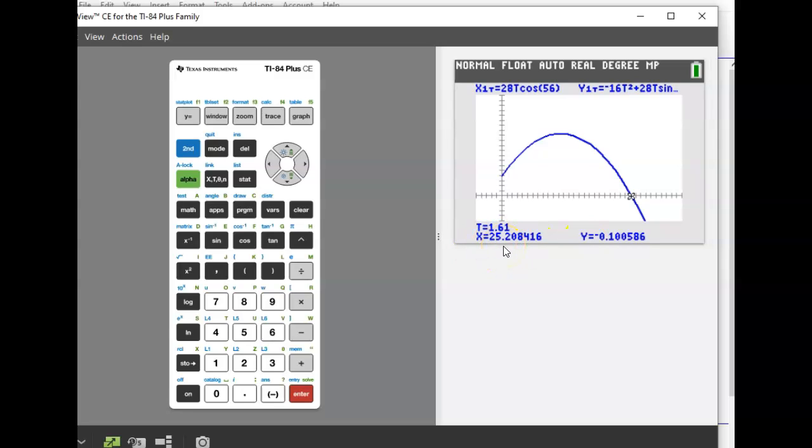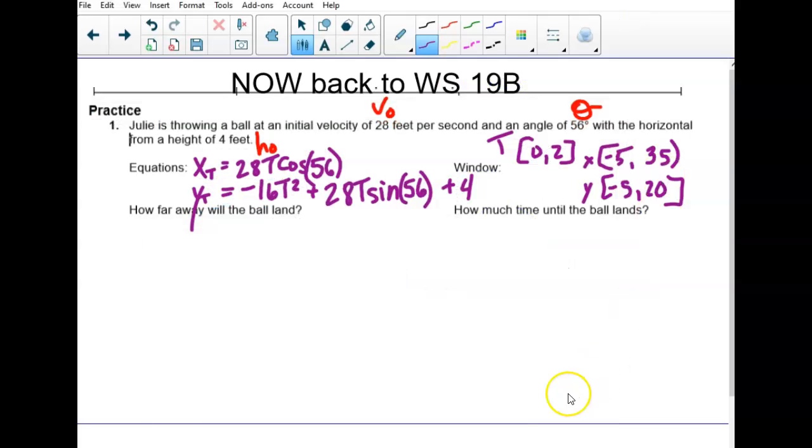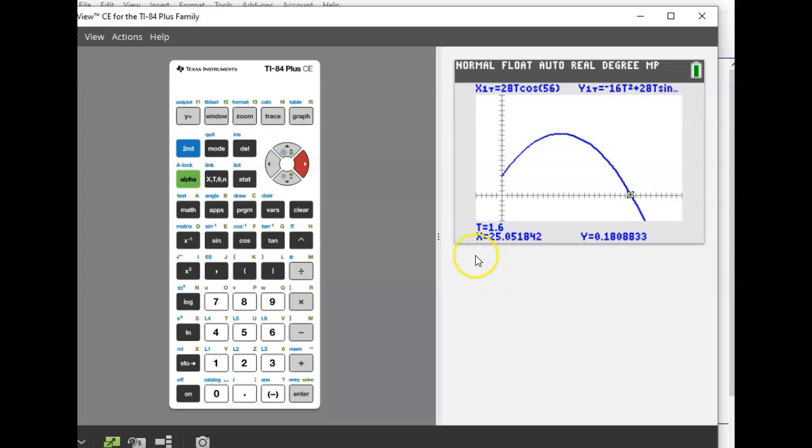Is everybody going to get the same answer? Not exactly the same decimal, okay? I will assume that you're going to be close, so 25 feet or 25 point something, 25.1, I'm not going to be super picky there. How much time till the ball lands? So we already figured that out, didn't we? About 1.6 seconds.